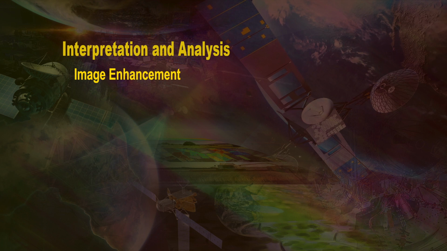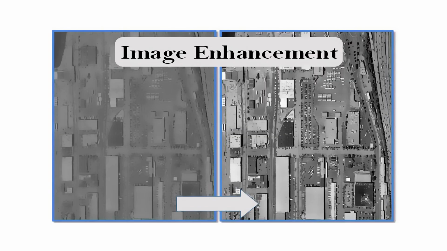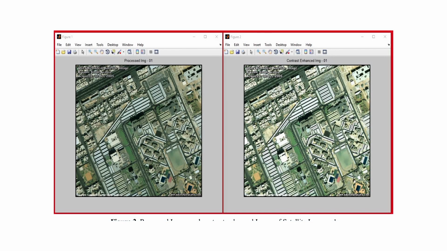Image enhancement. Image enhancement is a modification of the image by changing the pixel brightness values to improve its visual impact. The image enhancement techniques are performed by deriving a new brightness value from a set of surrounding pixels.